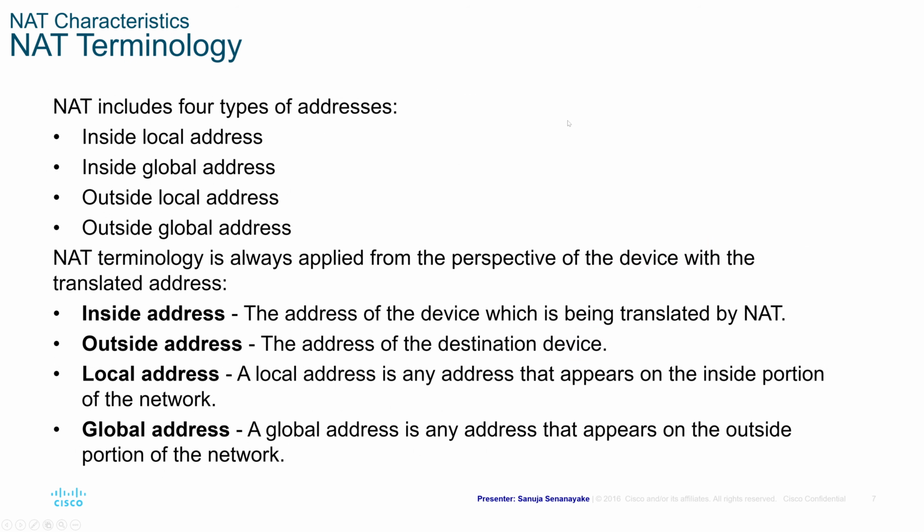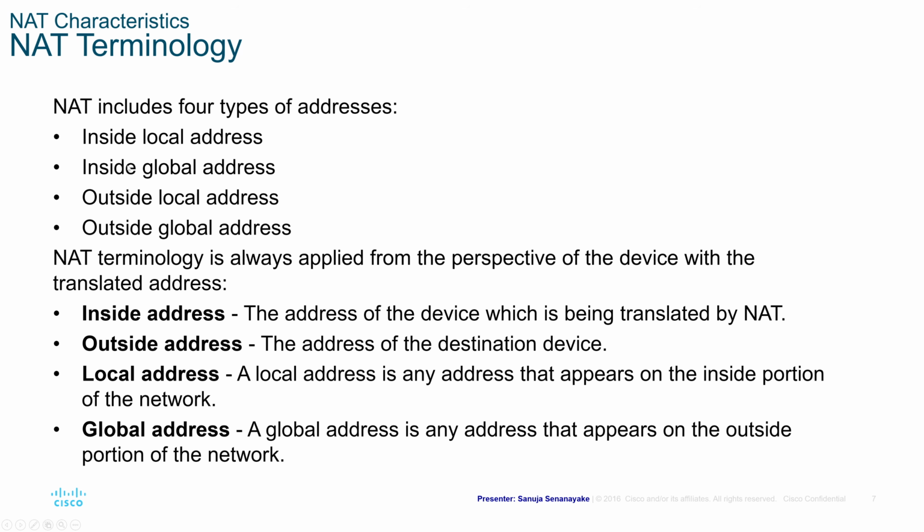So let's look at some terminologies associated with NAT. The NAT includes 4 types of addresses. You will hear the inside local address, inside global address, outside local address, and outside global address. You will hear those 4 types when somebody is talking to you about NAT. The NAT terminology is always applied from the perspective of the device with the translated address. So remember, if you want to know how this terminology is being used, it is always applied from the perspective of the device with the translated address.